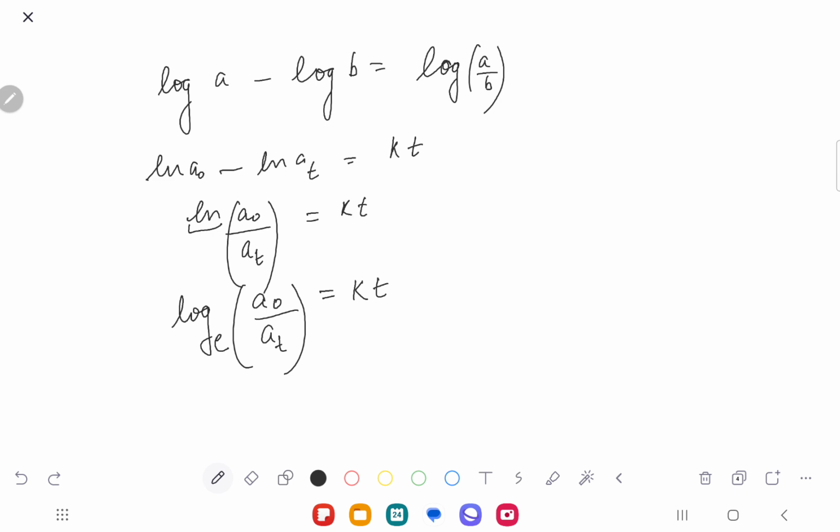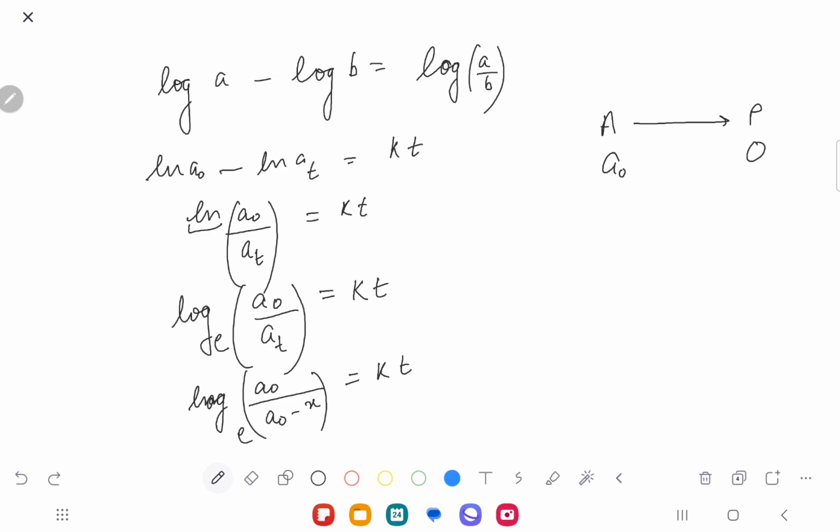Yes or no? And if that is KT, what exactly does that mean? That would mean log A naught over A naught minus X to the base E shall be KT. Because the reaction was A to P, if I have A naught here, this would be 0. And if this is A naught minus X, this would be X. So we were calling this A naught minus X as AT. I hope you're understanding that this would be log A naught upon A naught minus X.